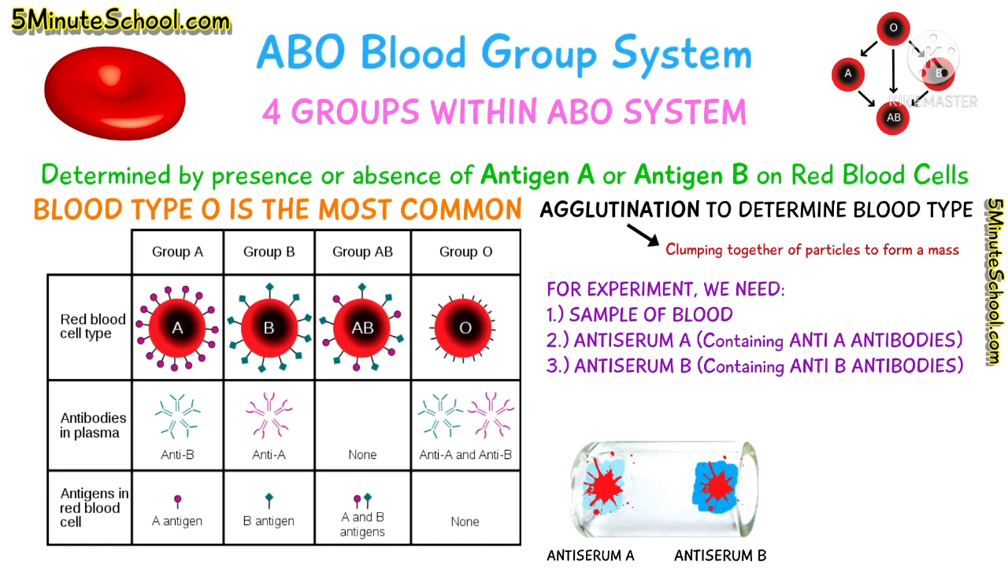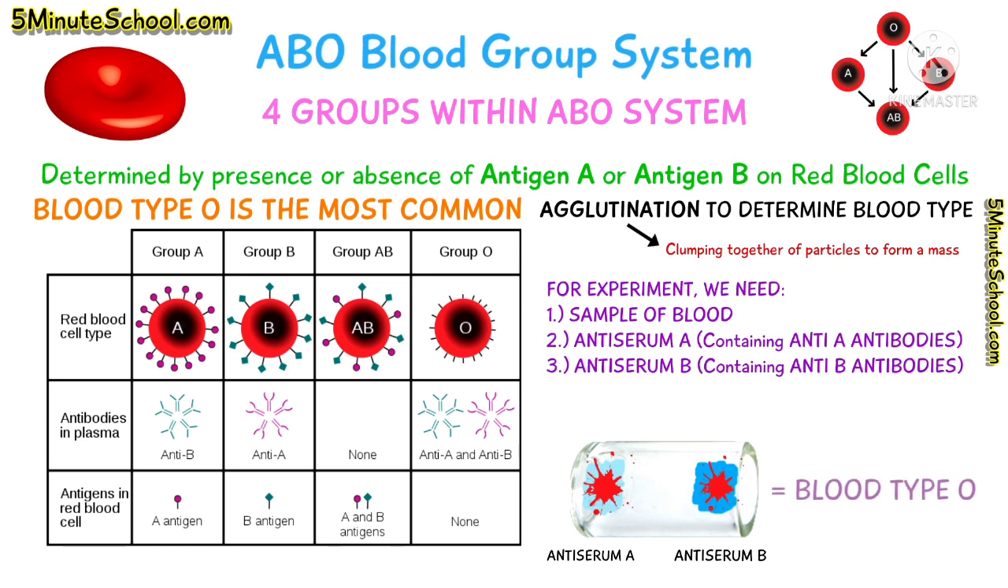To interpret the results, if we see agglutination on the antiserum A side only, that means in order for that to happen, the sample must contain antigen A, so the blood type is A. If agglutination happens on the antiserum B side, the sample must contain antigen B, so the blood type is B. If agglutination happens on the antiserum A and B side, the sample contains both antigen A and antigen B, so the blood type is AB.